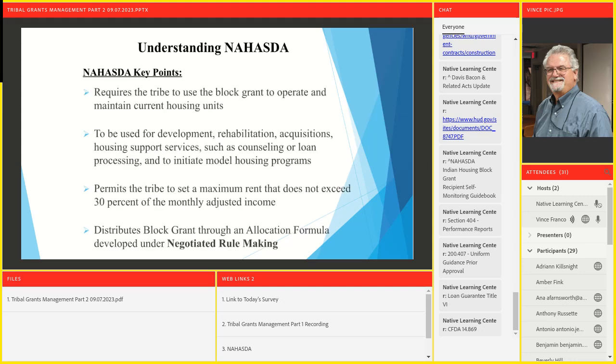What requires the tribe to use the block grant to operate and maintain current housing units? Yes. To be used for development, rehab, acquisitions, construction. And we know about those things: when we spend more than $2,000 on construction and rehab, we fall into Davis-Bacon territory. And we've got a whole new set of legislation and regulations to deal with in addition to what we're dealing with already. Permits the tribe to set maximum rent.